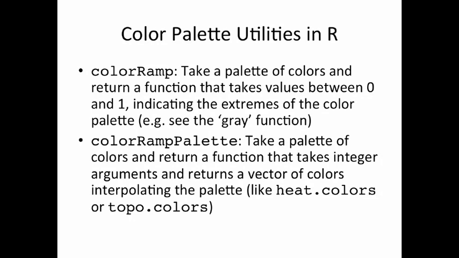The colorRampPalette is a very similar type of function. It takes a palette of colors, and it returns another function that, rather than taking a value between 0 and 1, takes an integer argument and returns a vector of colors interpolating that palette. So this is similar to the heat.colors function or the topo.colors function.